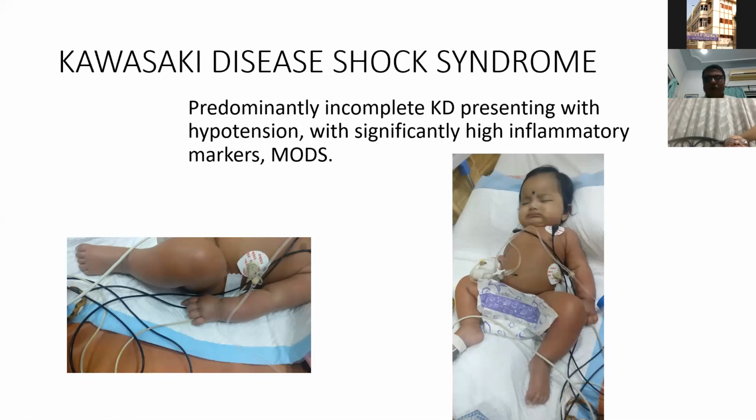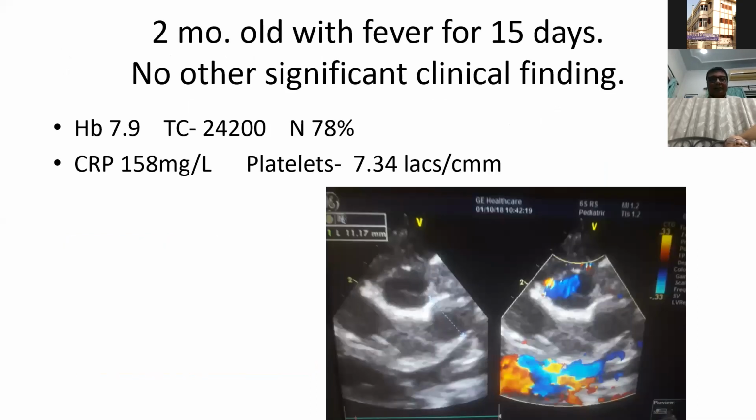But usually what is encountered, the MISC children, usually they are more than 5 years of age. And this KDSS, the shock syndrome in Kawasaki, usually affects a little younger children, less than 2 years of age. And this was a 2-month-old baby who had presented just with fever for 15 days. There was no other significant clinical finding, except the baby on investigation had significant thrombocytosis and a very high CRP. And this baby had giant aneurysms, multiple giant aneurysms, and one of the aneurysms was almost the size of the aorta.